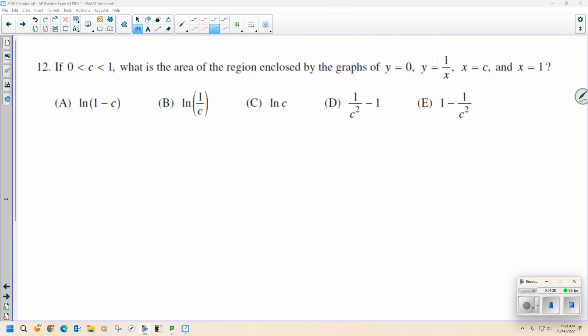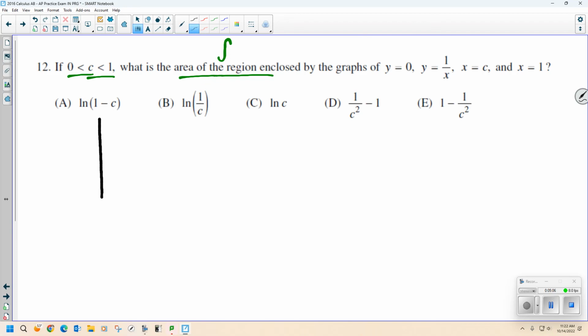Number 12, if c is a value between 0 and 1, so c is greater than 0 and c is less than 1, what is the area of the region? That screams to me integral, integration. The area of the region enclosed by the graphs y equals 0, y equals 1 over x, x equals c and x equals 1.